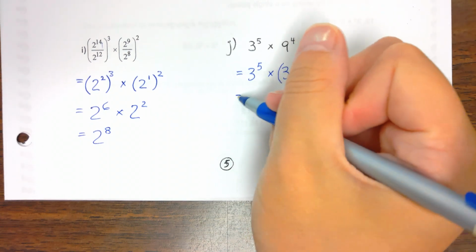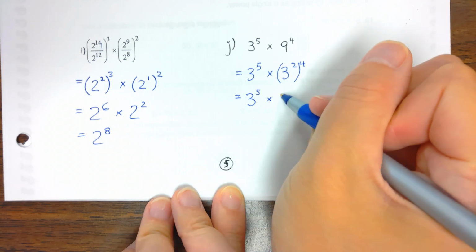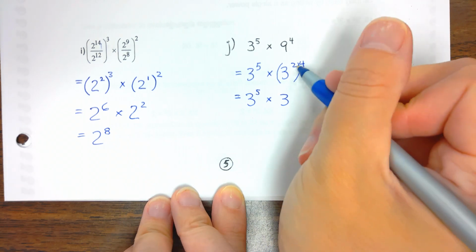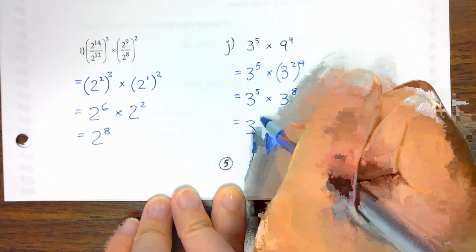So now, Armin, can you finish up the question? Yeah. So 3 to the power of 5 multiplied by 3 to the power of 8, perfect, and then it will become 3 to the power of 13.